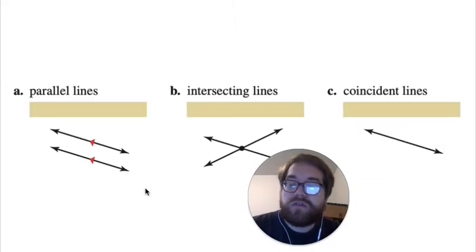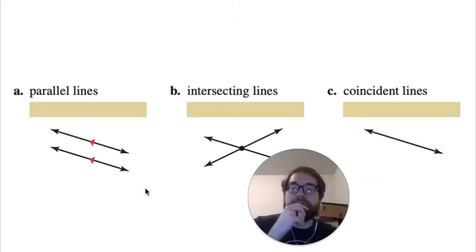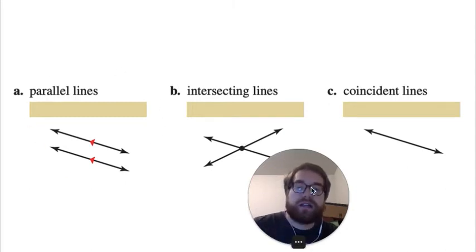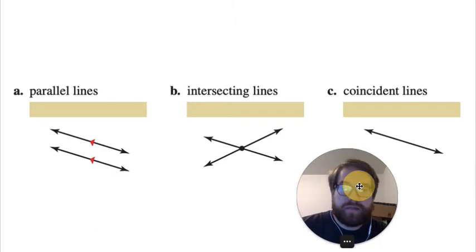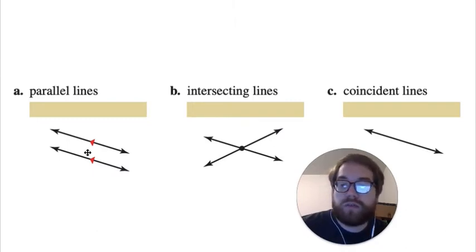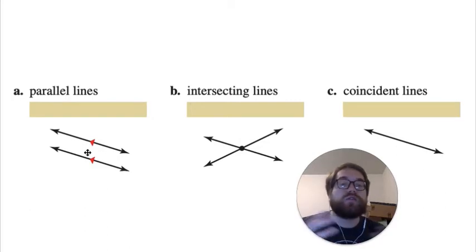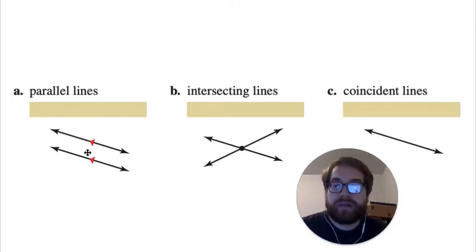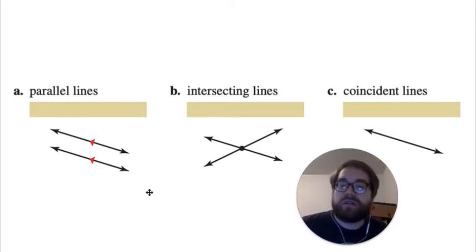So some of the new vocabulary you'll want to know for this unit is parallel lines, intersecting lines, and coincident lines. Parallel lines, as I'm sure you've heard before, are just two lines that don't cross. They don't have any points in common. And this is what parallel lines would look like.